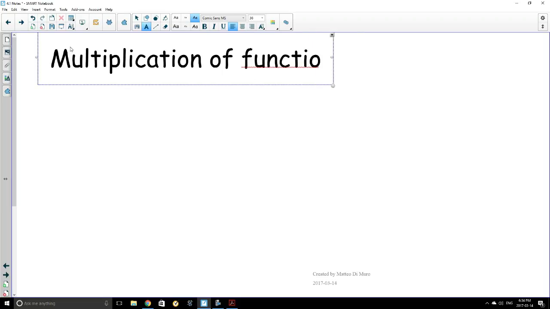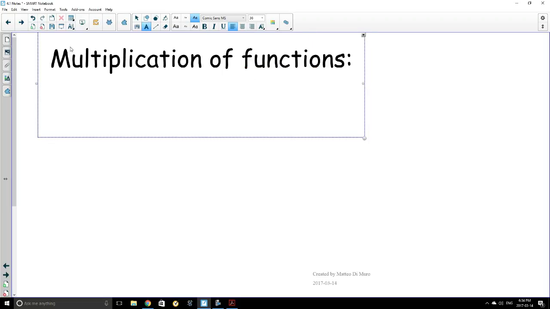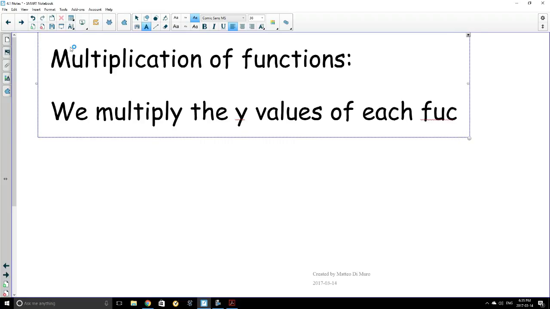Okay, so basically we are multiplying the y values. So we multiply the y values of each function. Okay, so in this case, for two lines, we got a parabola. That makes sense when we look at the equations.